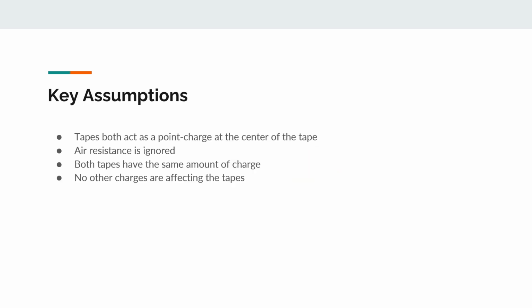There are four key assumptions made in this lab. First of all, both tapes act as a point charge at the center of the tape, which pretty much means that we act as if the entire strip of tape is one singular particle, located in the middle of the actual piece of tape. We also ignore air resistance, as one of the pieces of tape will be moving upwards. We also assume that both tapes have the same amount of charge throughout the experiment, and that no other charges are affecting the tapes, even when we are handling them.